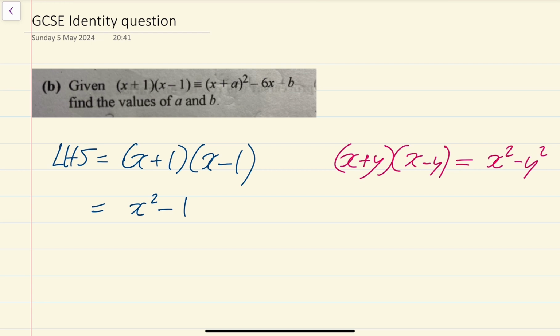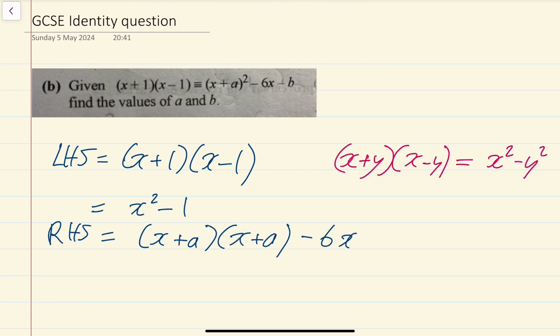Okay, let's look at our right-hand side. So our right-hand side, there's a wee bit of multiplication to do here. So you've got x plus a, and that's squared. Do it out the long way like this and get it right. And then minus 6x, and then that's a minus b. So if you do this out, you will have x squared. That's x times x. x times a would be ax. You have another one of those. That's 2ax. And then a times a is a squared.